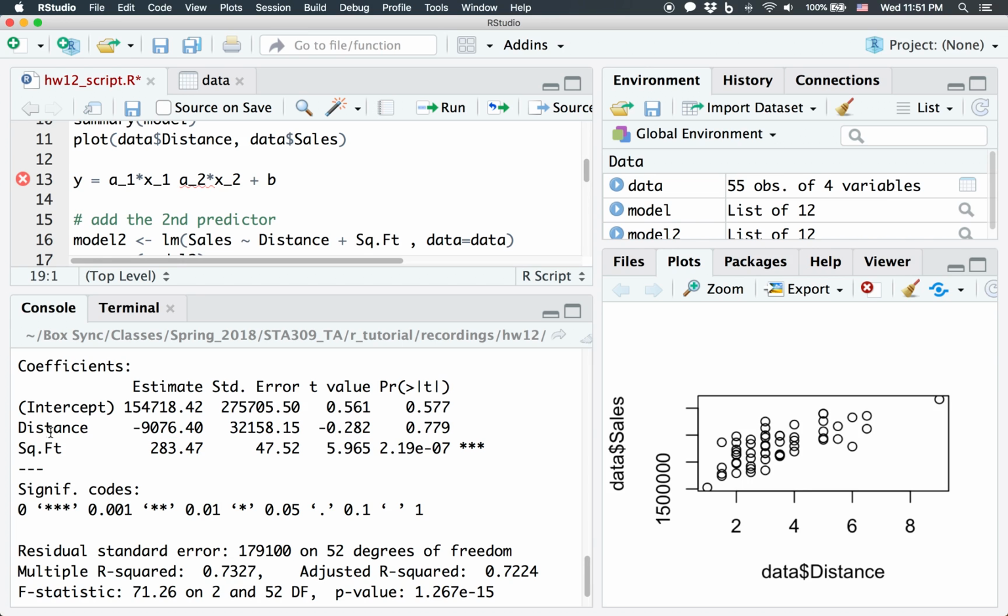The second variable, distance, has a t-statistic that is relatively small, close to 0, which gives us a high p-value, right? So what does this mean?